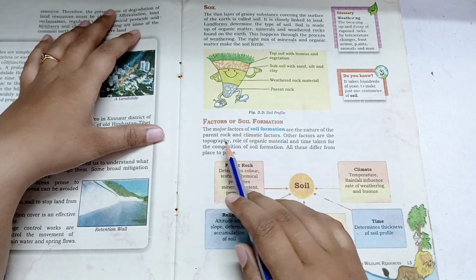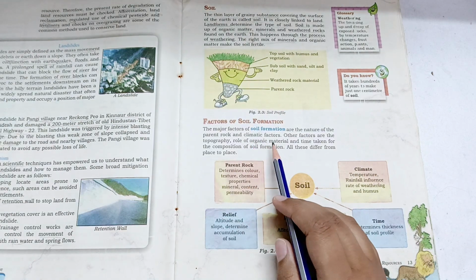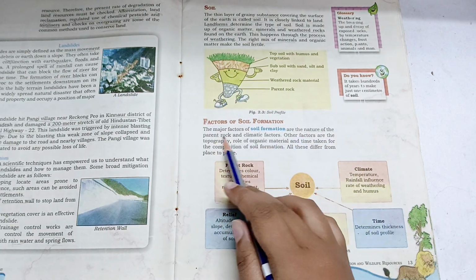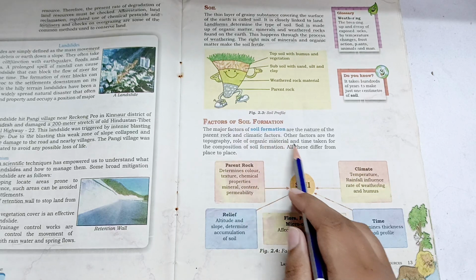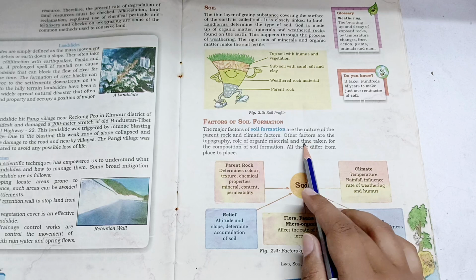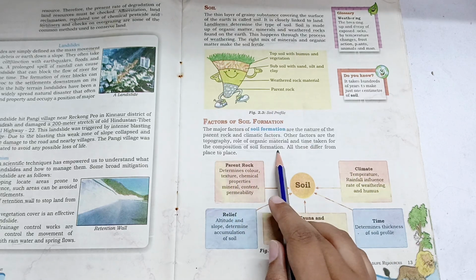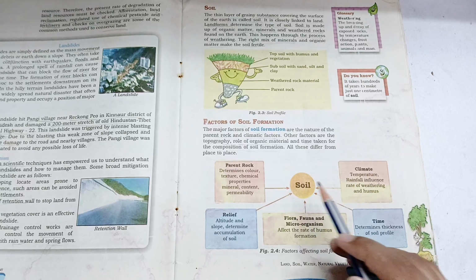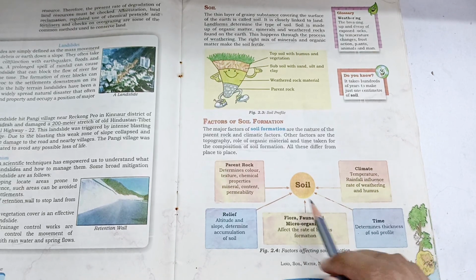Factors of soil formation. The major factors of soil formation are the nature of the parent rock and climatic factors. Other factors are topography, role of organic material, and time taken for the composition of soil formation. All these differ from place to place. Soil factors affecting soil formation.